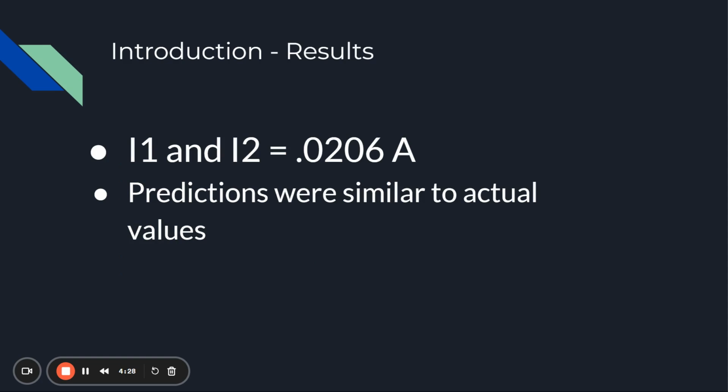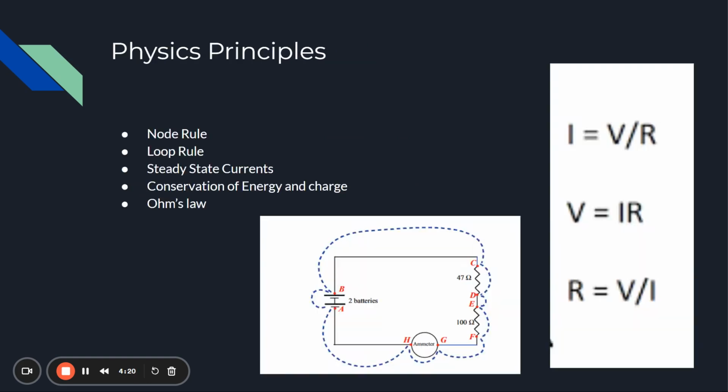To introduce some of our results, for I1 and I2, we got 0.0206 amps, and our predictions were similar to the actual values. Some physics principles we're going to use are the node rule, the loop rule, steady state currents, conservation of energy and charge, and Ohm's law. And we can see how we can use the equation V equals IR and vice versa to calculate the current through each part of the wire that we can see at the bottom.